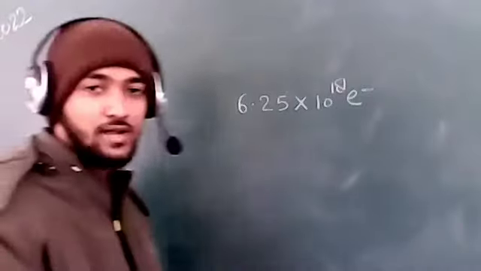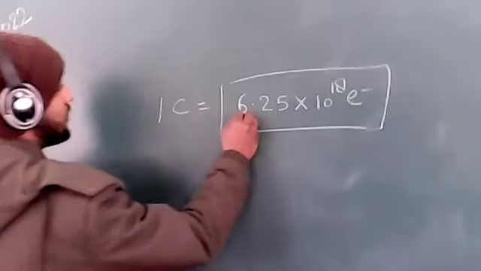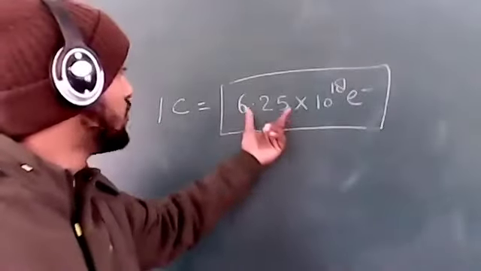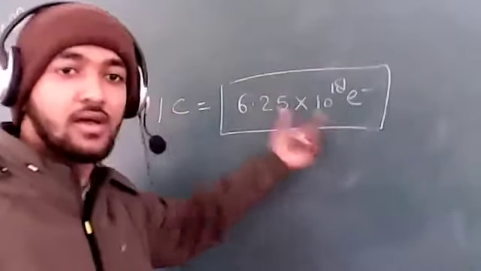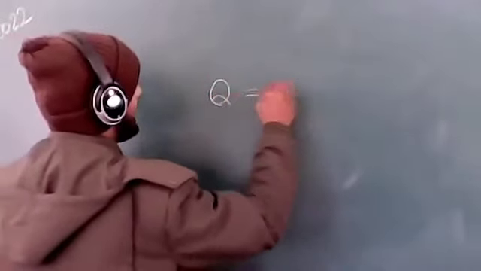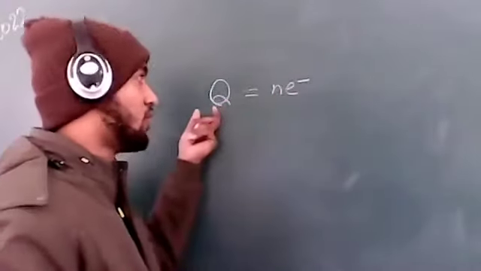So now you can put your hands down. We have discussed that in 1 Coulomb there are 6.25 into 10 raised to the power 18 electrons. So in the reverse way, if 6.25 into 10 raised to the power 18 electrons are flowing, the charge will be 1 Coulomb. Now we have to derive the relationship between the electric current, the number of electrons flowing through an electric circuit in unit time, or in however much time. Now Q equals NE. If number of electrons increases, the amount of charge increases.